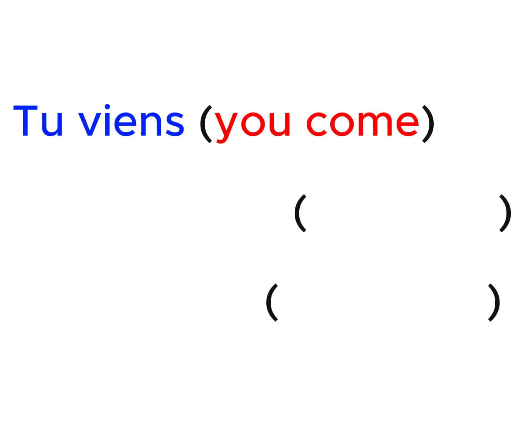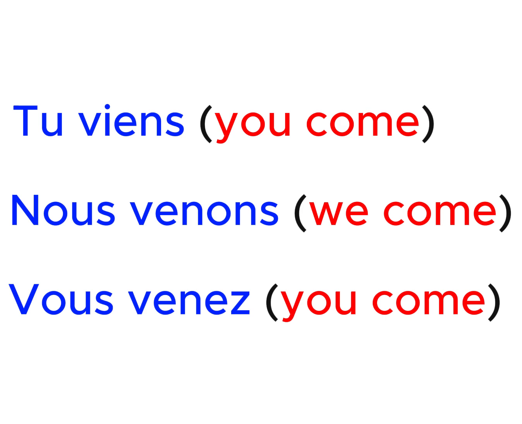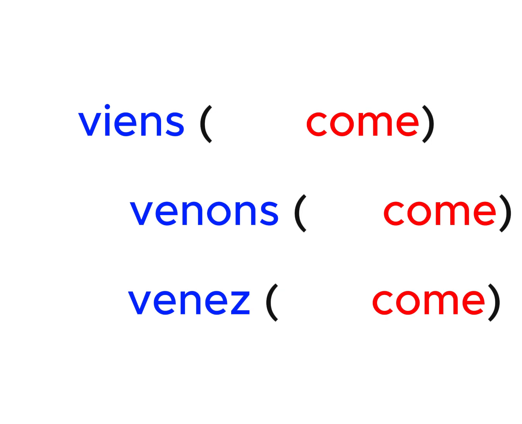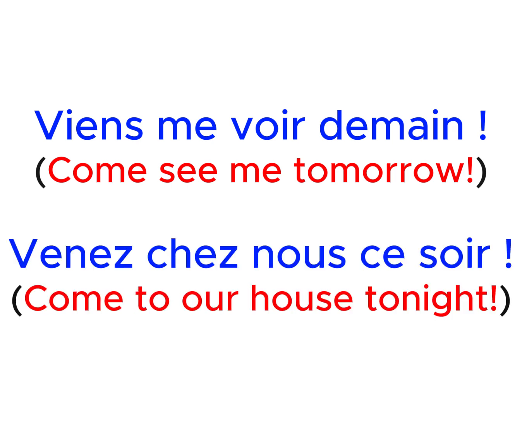Because, in French, we say, Tu viens. Nous venons. Vous venez. And since the verbs are conjugated, when we remove the subjects, we get Viens. Venons. Venez. For example, Viens me voir demain. Venez chez nous ce soir.